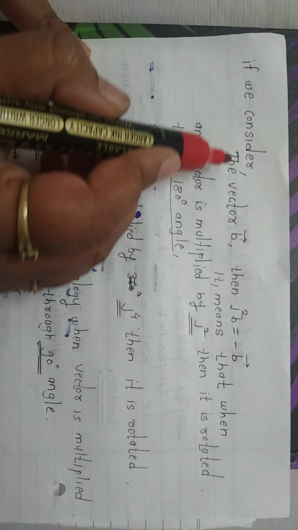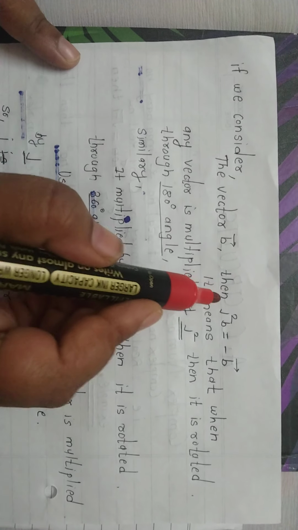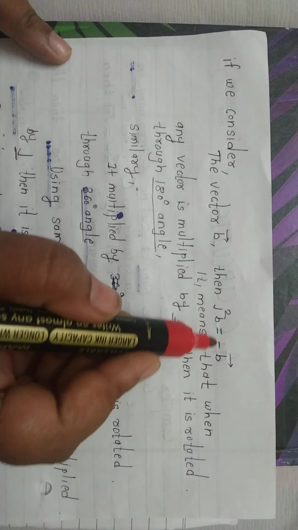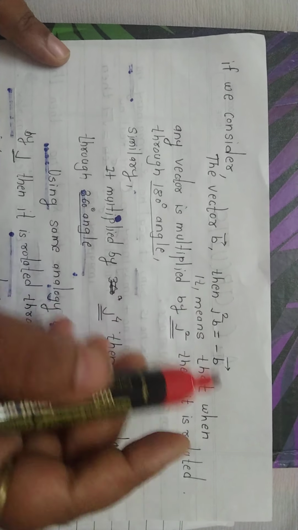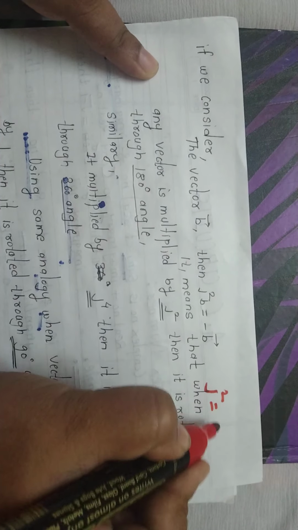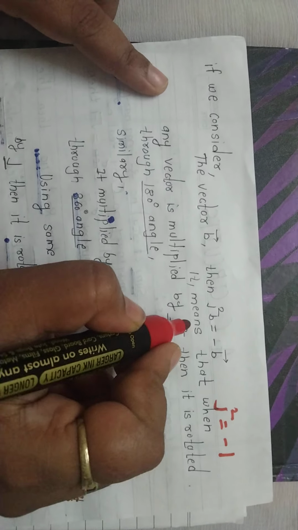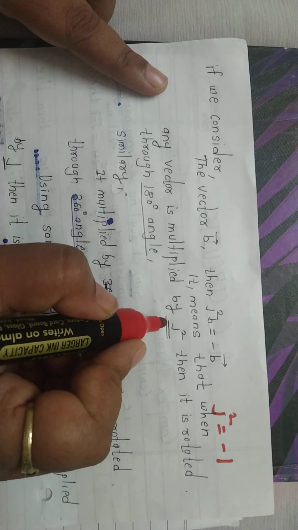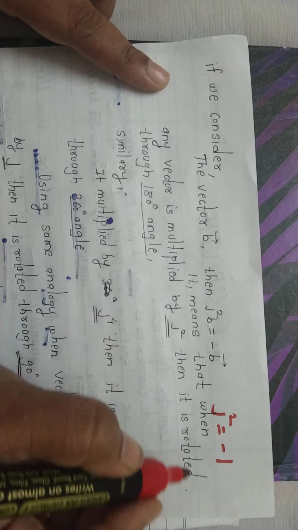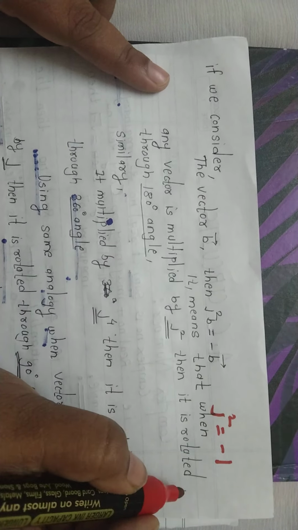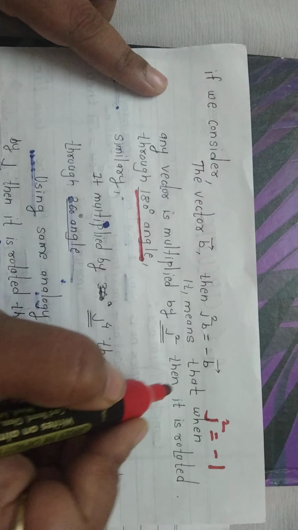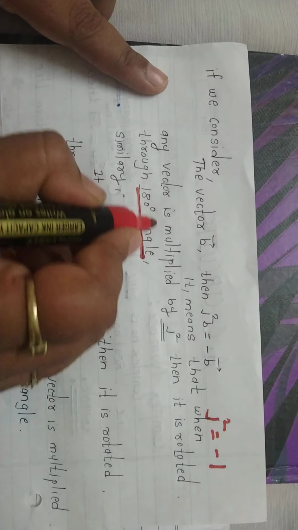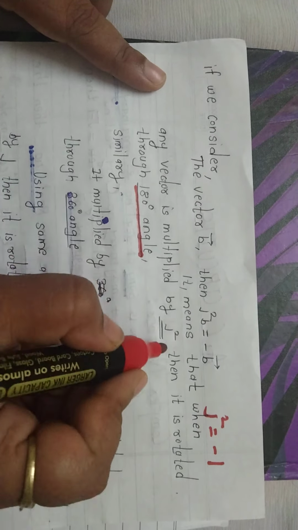If we consider the vector B bar, then j square B bar is written as -B, because j square is equal to -1. It means that when any vector is multiplied by j square, then it is rotated through a 180 degree angle. j square B is equal to -B.